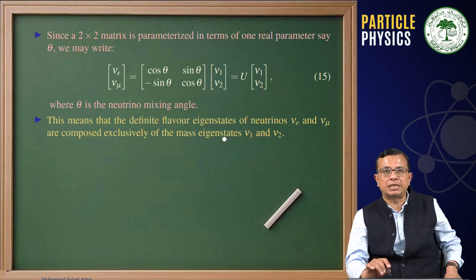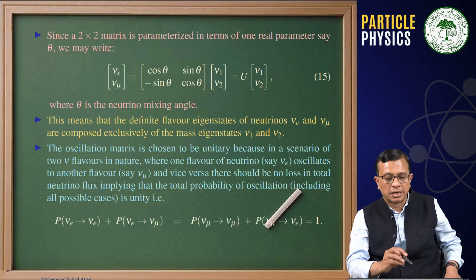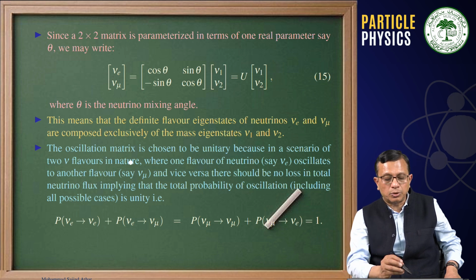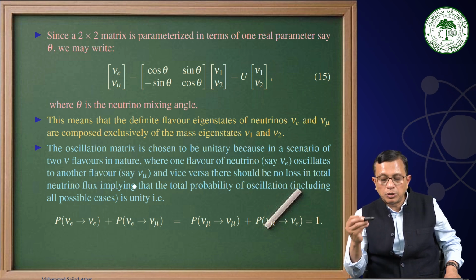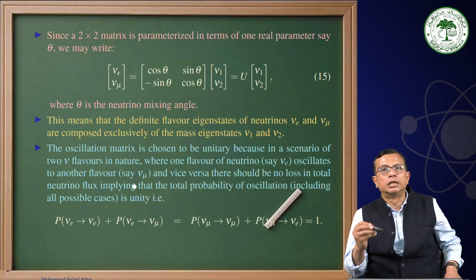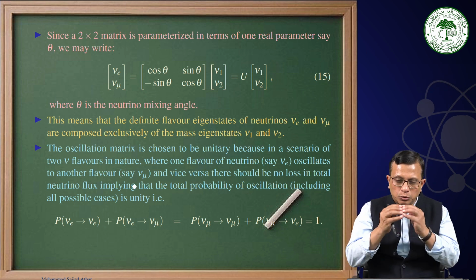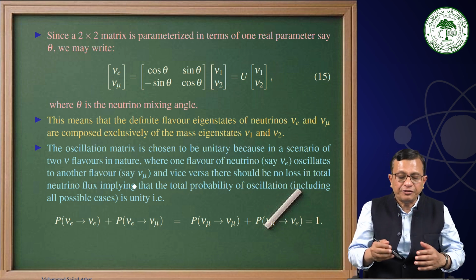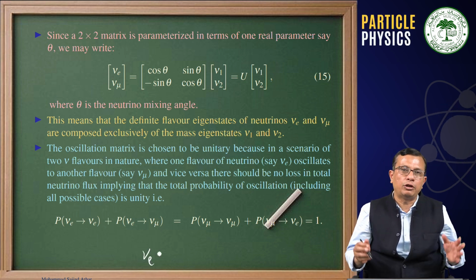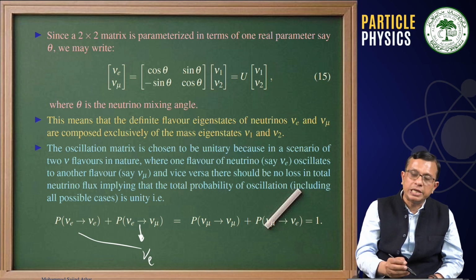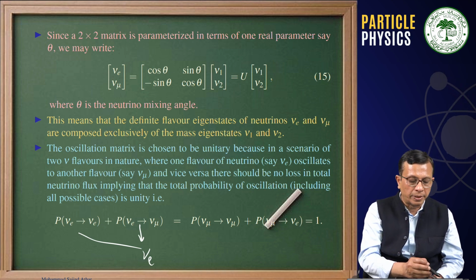This means that the definite flavor states of neutrinos, that is nu e and nu mu, are composed exclusively of the mass eigenstates. The oscillation matrix is chosen to be unitary because in a scenario of two flavors in nature, where one flavor of neutrino, say nu e, oscillates to another flavor, say nu mu, and vice versa, there should be no loss in total neutrino flux, implying that the total probability of oscillation is unity. This is what we have discussed, that whether you talk about nu mu to nu mu and nu mu to nu e, or if you have a beam where you are producing electron type neutrinos, then the probability of nu e to nu mu plus nu e remaining as nu e should also turn out to be equal to 1.